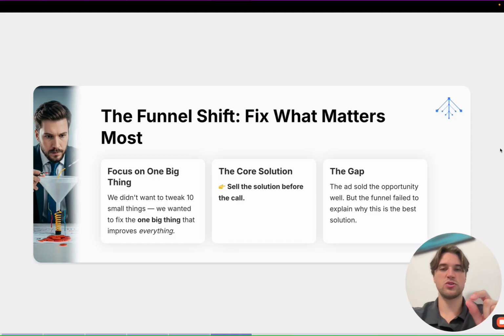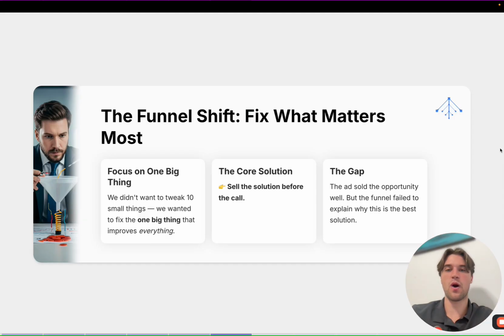And what that core solution was, selling the solution before the call. So the gap was the ad sold the opportunity well, but the funnel failed to explain why the client solution was the best. So what we needed to do was now create a process to make sure that happened before they got on the call.